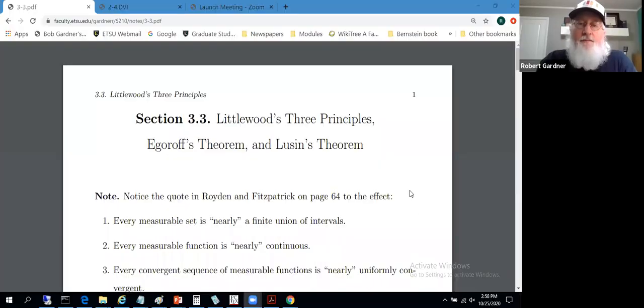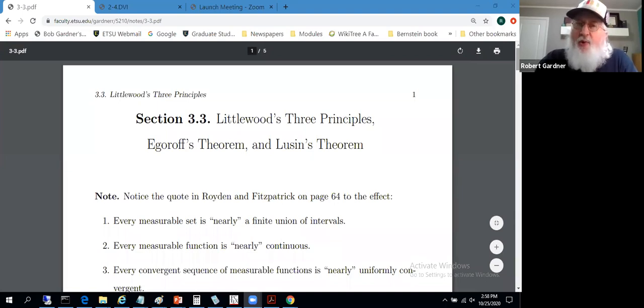All right, let's look at 3.3, Littlewood's three principles, Egoroff's theorem, and Lusin's theorem. The plan here is to review one result we had from the past and elaborate on what we mean by the term nearly.